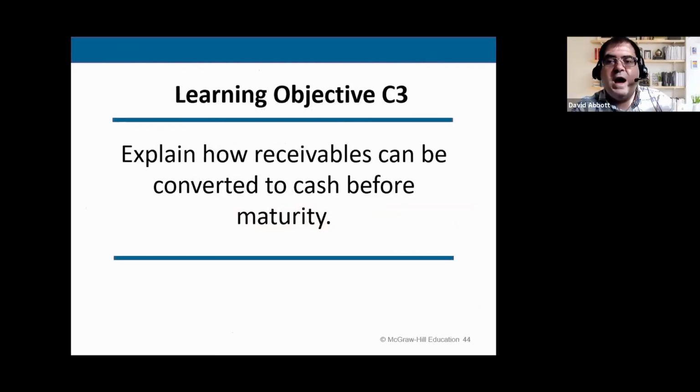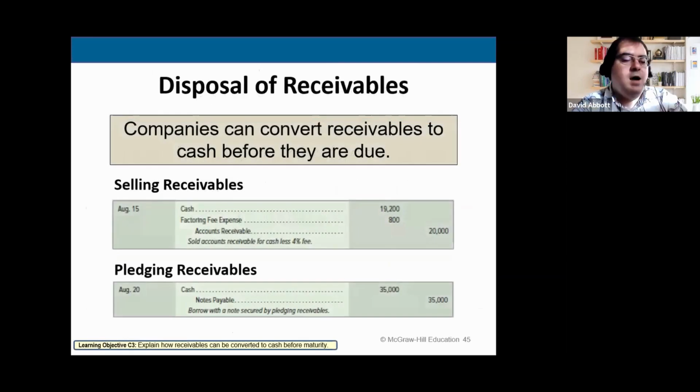And then we'll explain how receivables can be converted to cash before their maturity. Companies can convert receivables to cash before they are due if they need cash or do not want to be involved in collection activities. This is sometimes done by one, selling them, or two, using them as security for a loan. A company can sell its receivables to a finance company or bank.